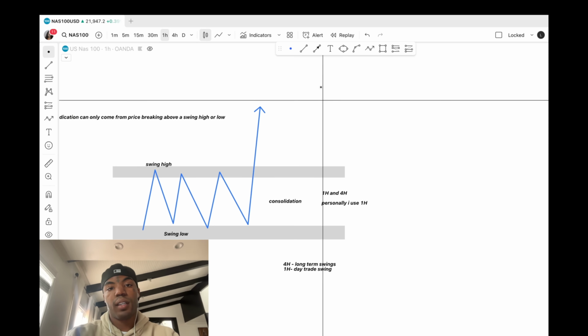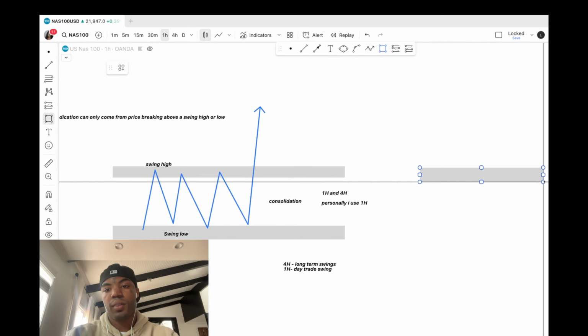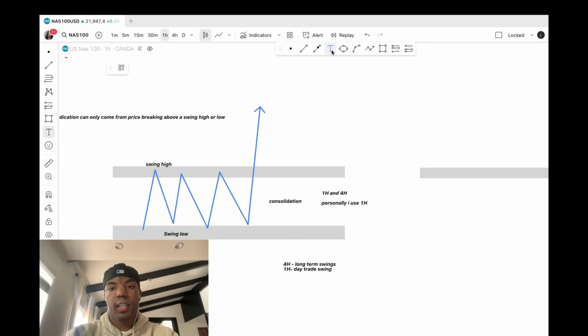So with this being said, let's think of it like this, and then I'm going to go back into indications and corrections, right? So think of this as a price point.